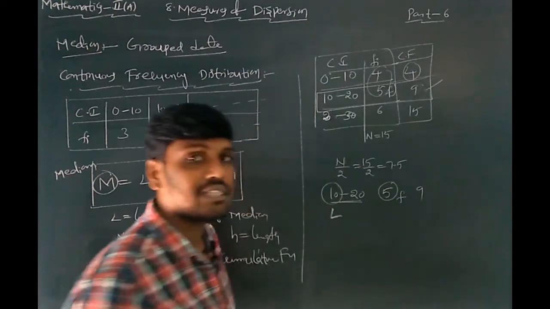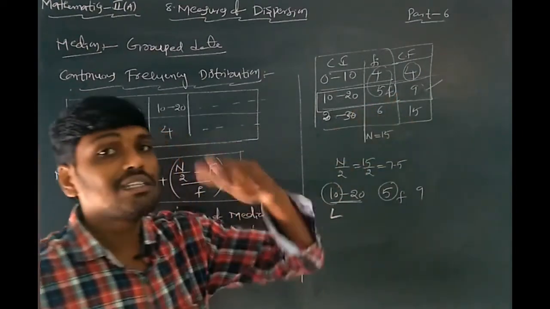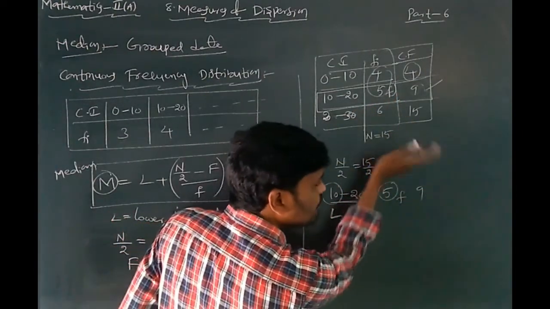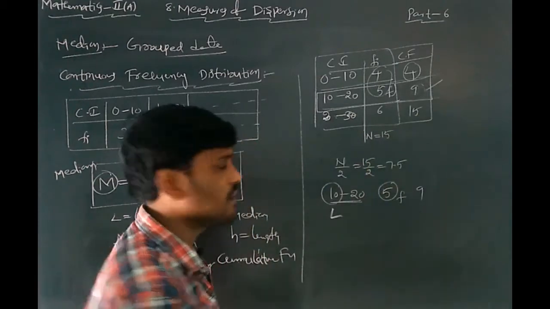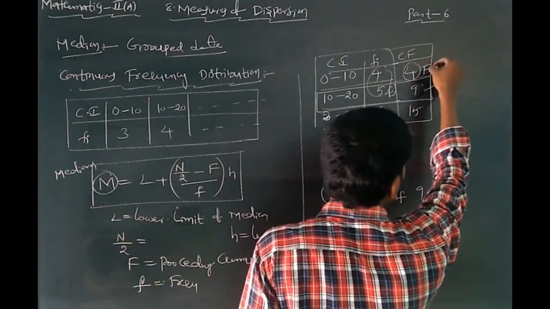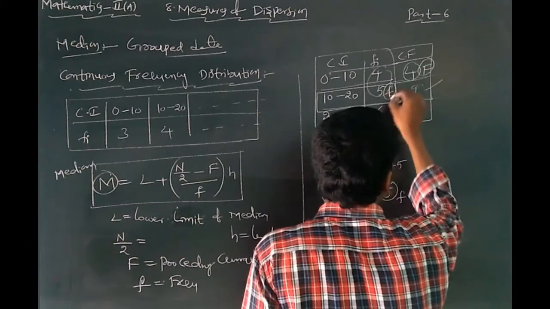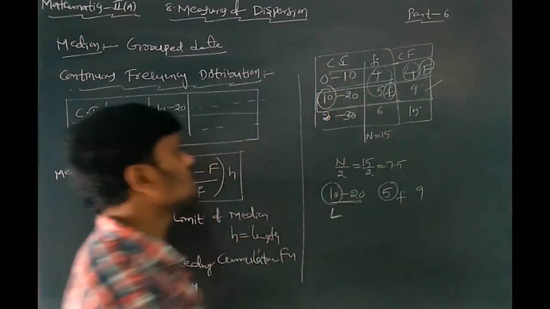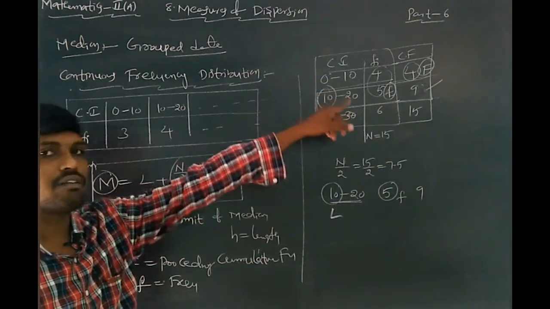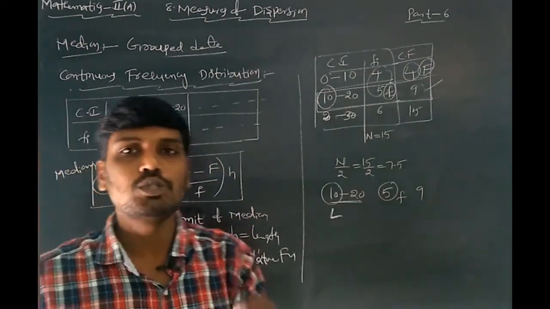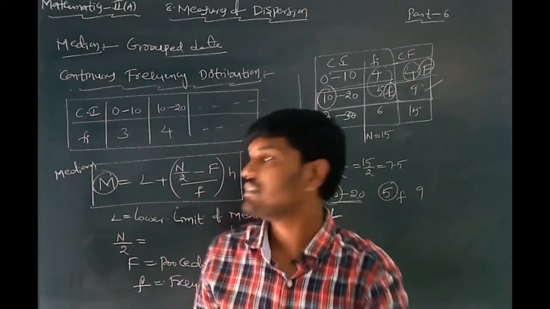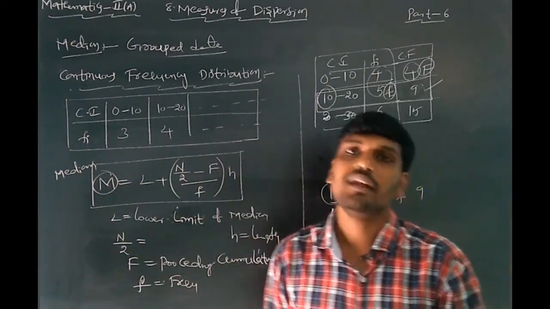This 10 is L. What is the capital F? The preceding, nothing but the cumulative frequency before this, 4. That is capital F. This is small f. This one is H, the class interval length, 10. Like this you can use in this model. This is the formula of the median calculation.